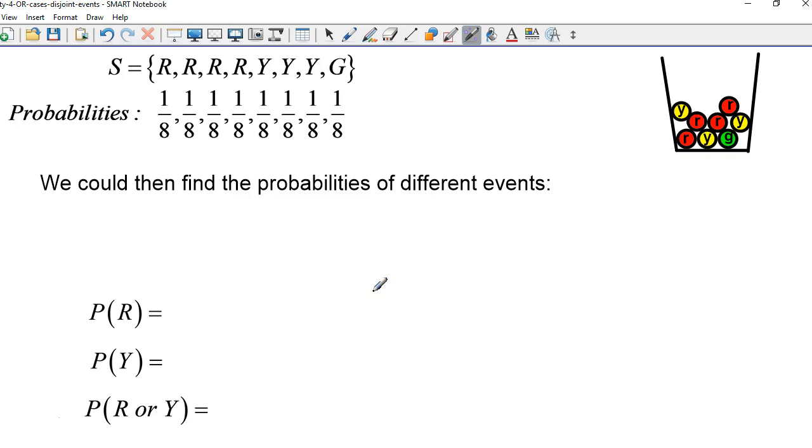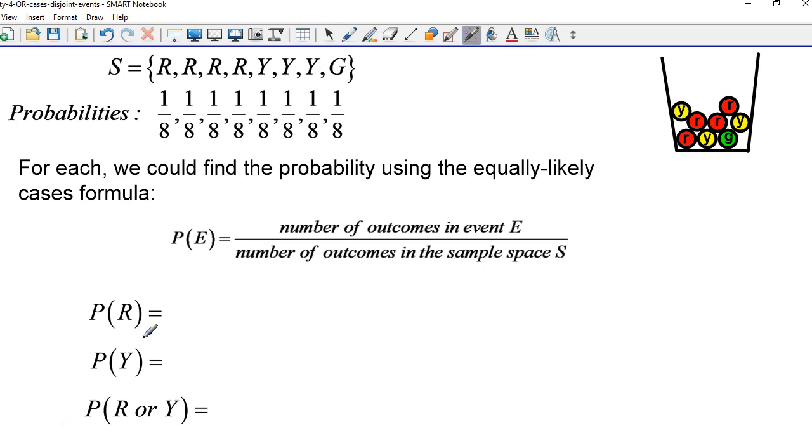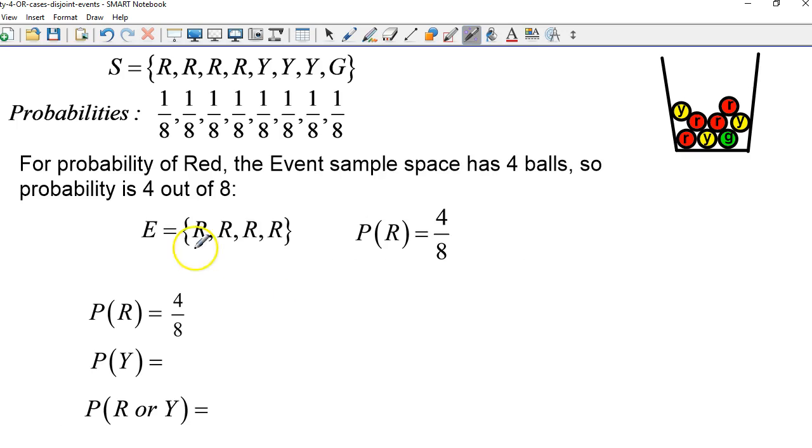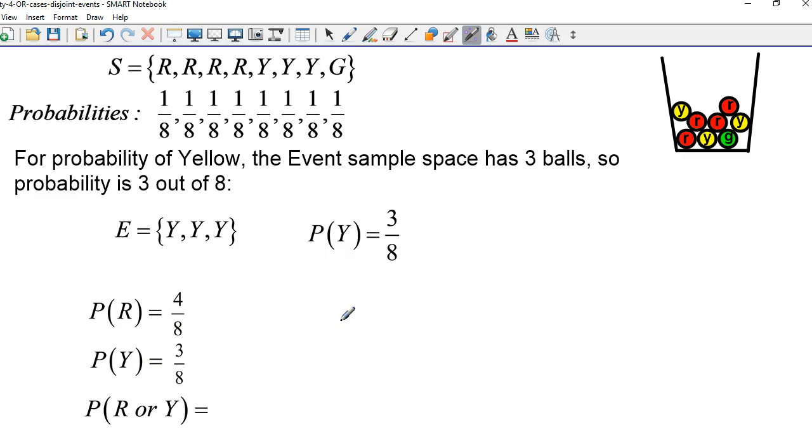Okay, so we could find various probabilities of different events. We could find the probability that we have a red ball. We're going to use the equally likely cases scenario because these are all equally likely at 1/8: the probability is the number of outcomes in the event divided by the number of outcomes in the sample space. So for the probability of a red ball being drawn, the event has 4 red balls out of the total of 8, so the probability of red is 4 out of 8. For yellow, the event has 3 balls in it, so the probability is 3/8.